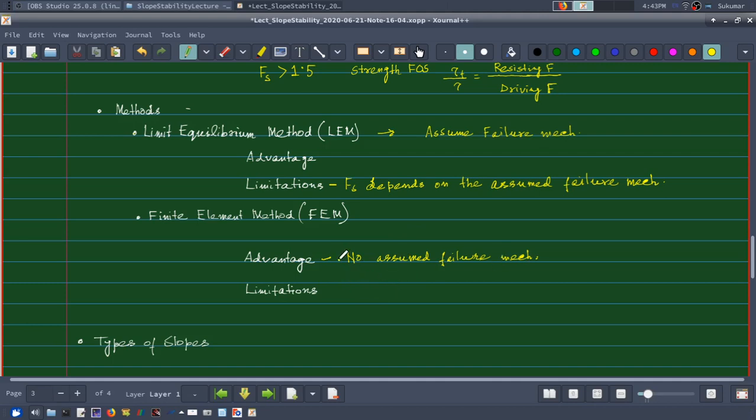And therefore I can also simulate the progressive failure of a slope over time. Sophisticated FEM analysis methods are available where hydrological conditions can be incorporated in addition to the geotechnical conditions.